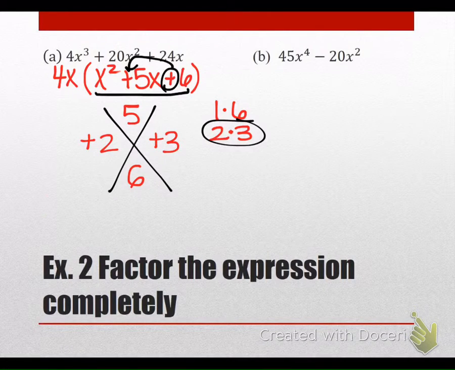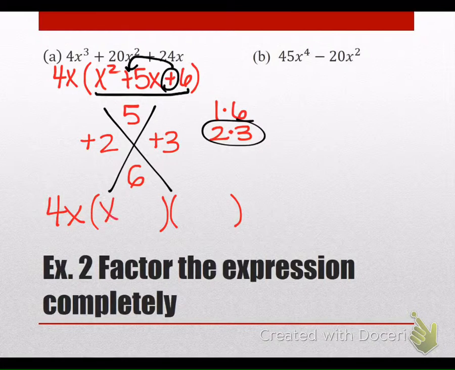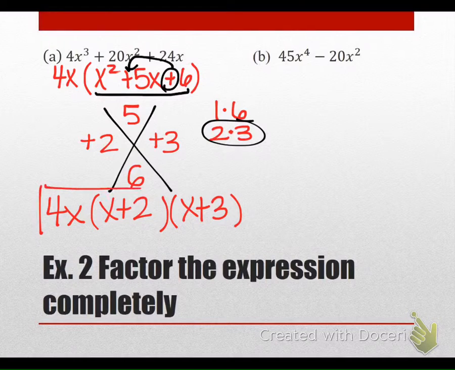Now, my final answer has to have my GCF, so I'm going to go ahead and pull that down. And then what are my two sets, Caleb, of parentheses, my two binomials? What are they going to be? X plus 2 and x plus 3. Now, one more time, check all of your parentheses. Can anything be factored even lower? No. So this is my final answer. Any questions?